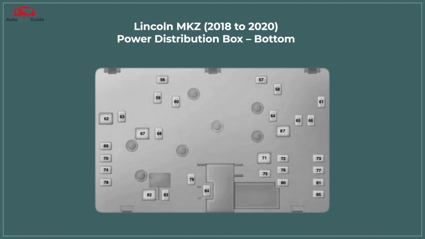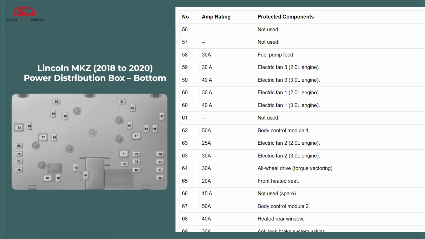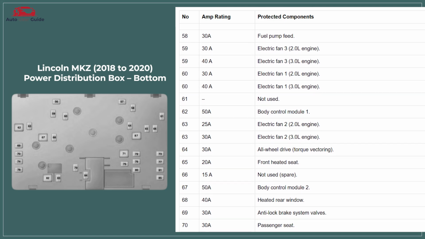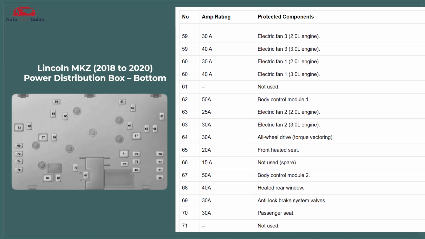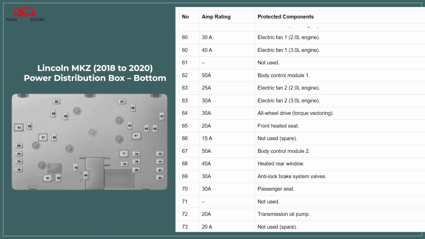The power distribution box in the 2018 to 2020 Lincoln MKZ is mounted in the engine compartment and safeguards high current systems such as the PCM, electric cooling fans, and adaptive cruise control. It includes upper and lower fuse panels, accessed by releasing side latches and pivoting the unit outward.